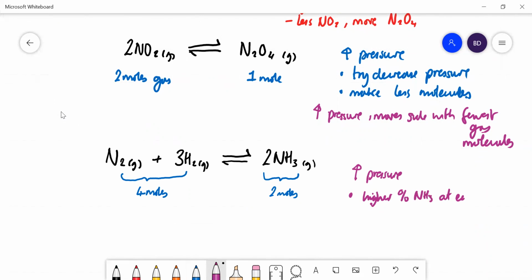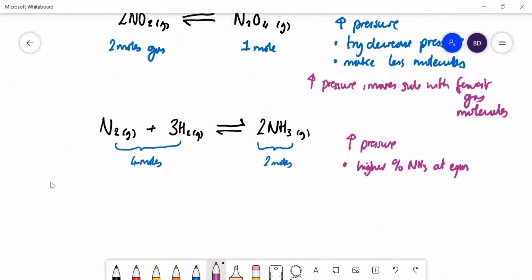so you'll get a higher percentage of ammonia at equilibrium. And when they make ammonia in the Haber process, they have to use a pretty high pressure to get a reasonable yield of ammonia in the mixture, as the higher the pressure goes, the more ammonia you're going to get.